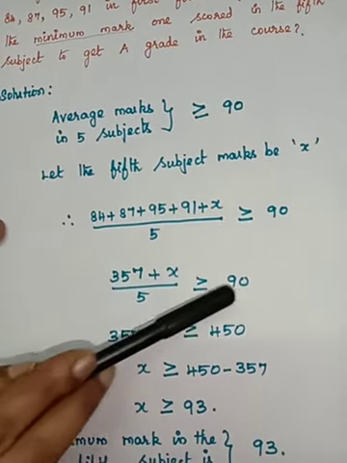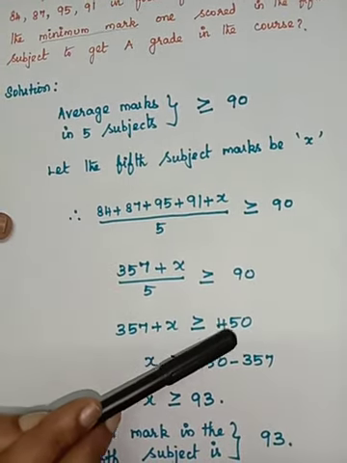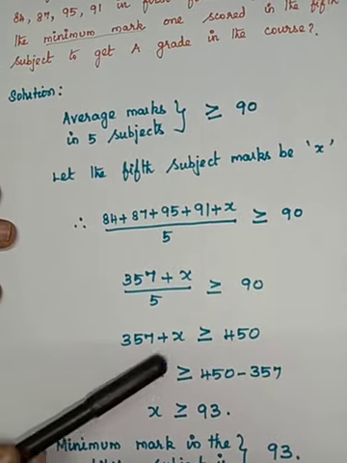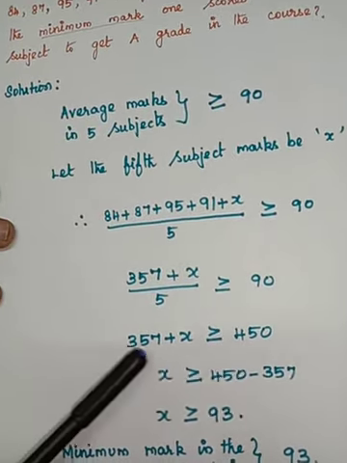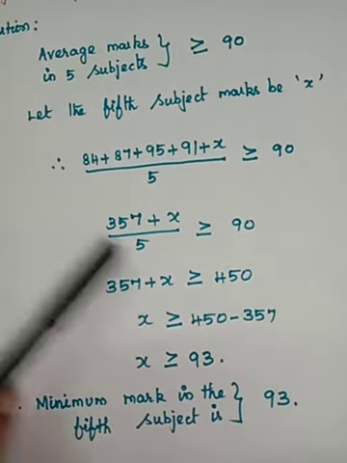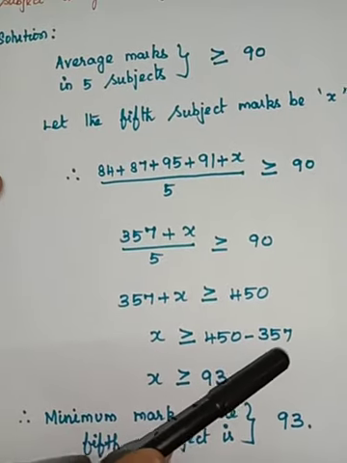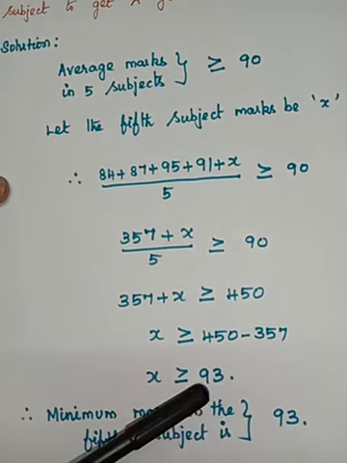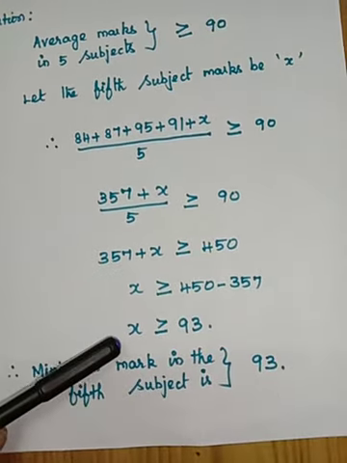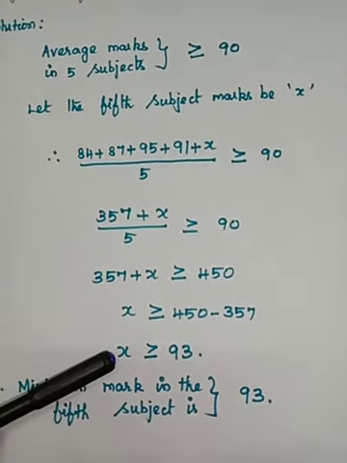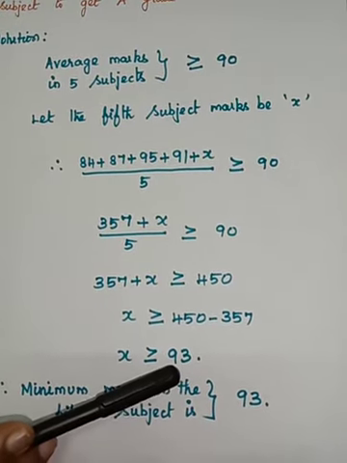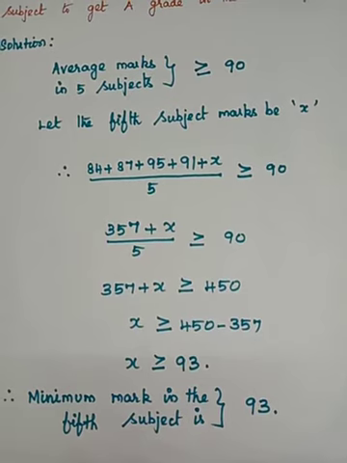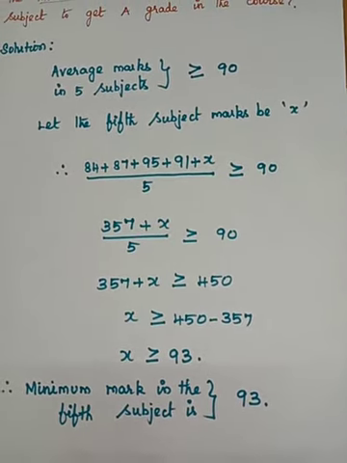So 90 into 5, that is 450. So here 357 plus x is greater than or equal to 450. When you bring this term to the right side, it is minus 357. So the answer is 93. So the fifth subject mark, how should it be? It is greater than or equal to 93. So 93 and more than 93 it may be.